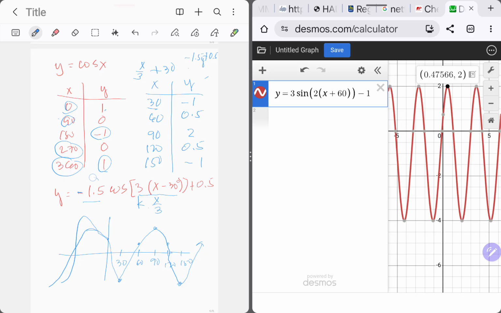Okay, so again, the amplitude here is 1.5. So this is our amplitude. Period is 360 divided by the absolute value of k, which is 3, and that gives us 120. And the number of cycles from 0 to 360 is going to be 3, right? Because we divide by 3, because k here is equal to 3. So that represents the number of cycles from 0 to 360.